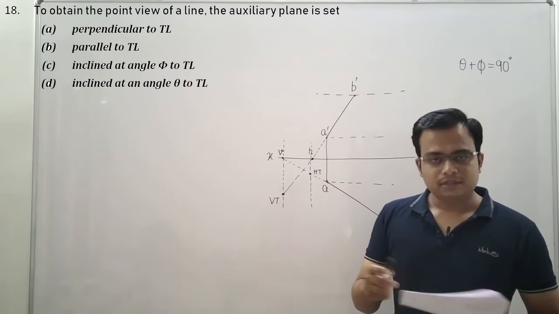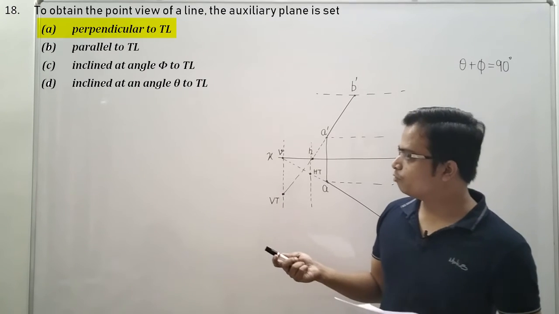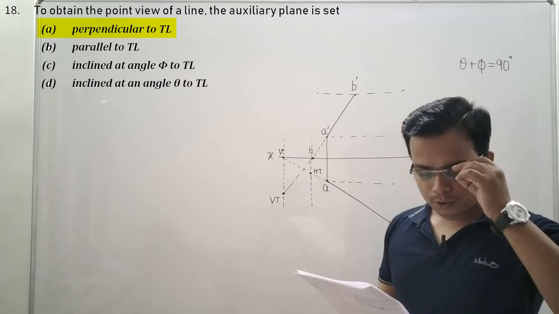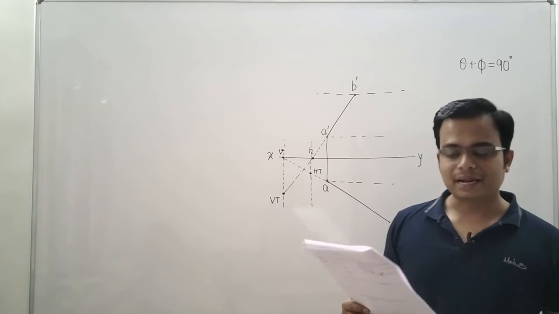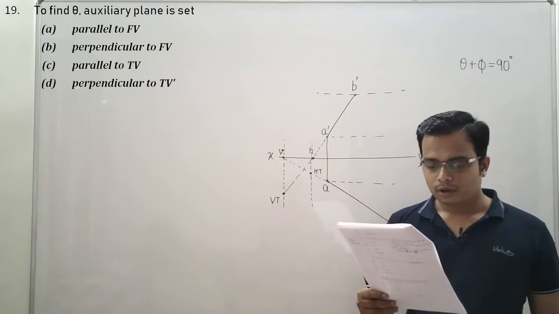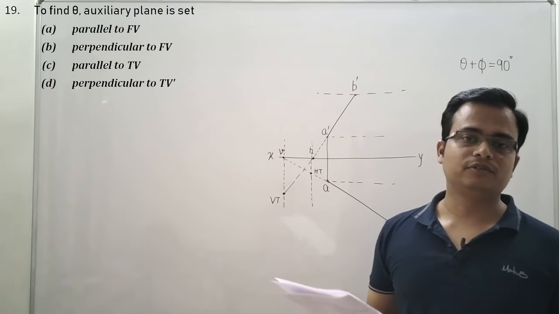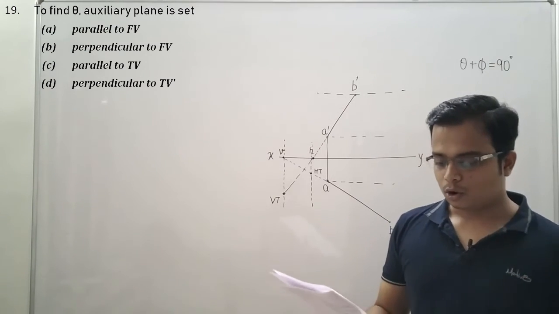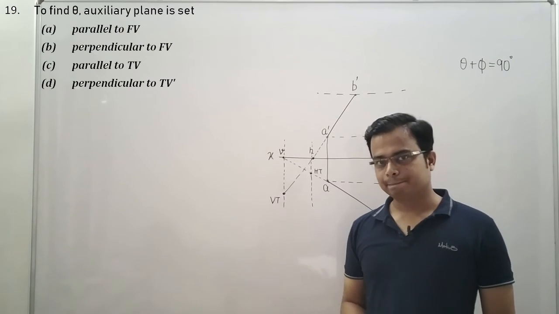Perpendicular to the true length, yes. Option A. Okay, you're fortunate enough to have the correct option in the form of option A. Okay, problem 19, and here we go. To find theta. Theta is nothing but the true length that the line makes with the horizontal plane. The auxiliary plane is set.